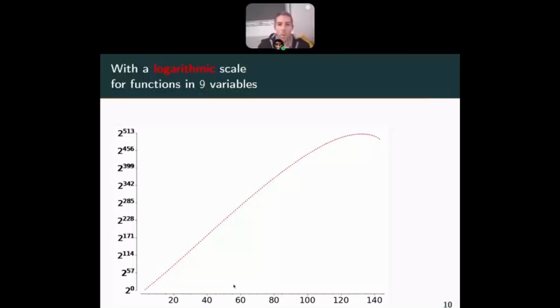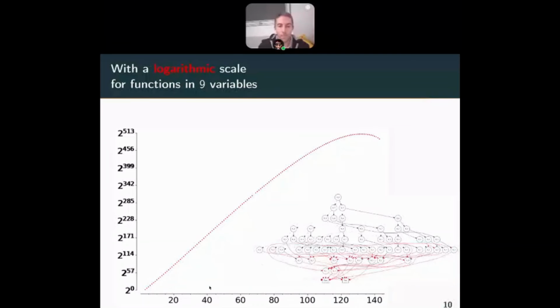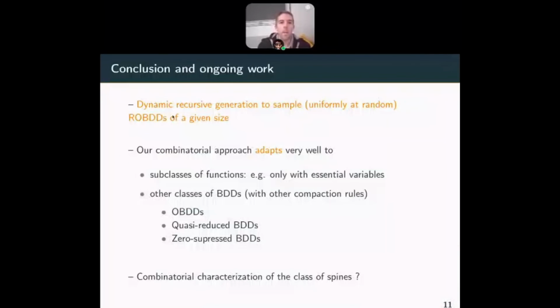Now, using this recursive approach, I am able to adapt the classical recursive generation in order to sample uniformly a ROBDD of a given size. In fact, my approach must be dynamic. And why must it be dynamic? This is because when you are constructing a substructure, you must recall what you have already constructed.